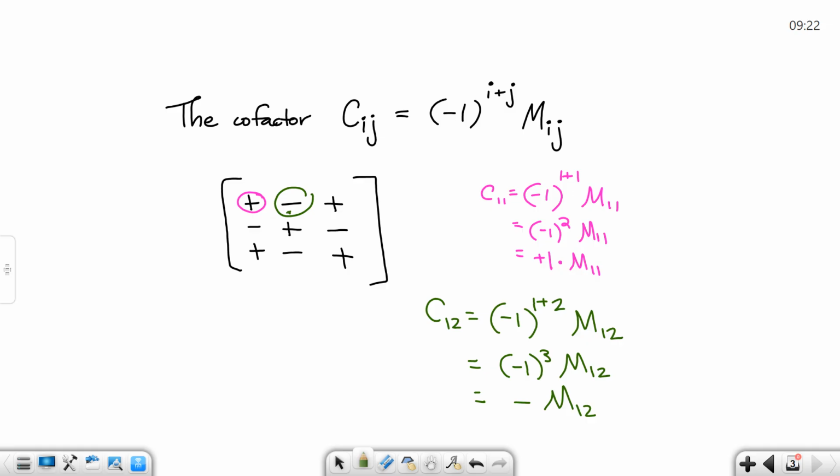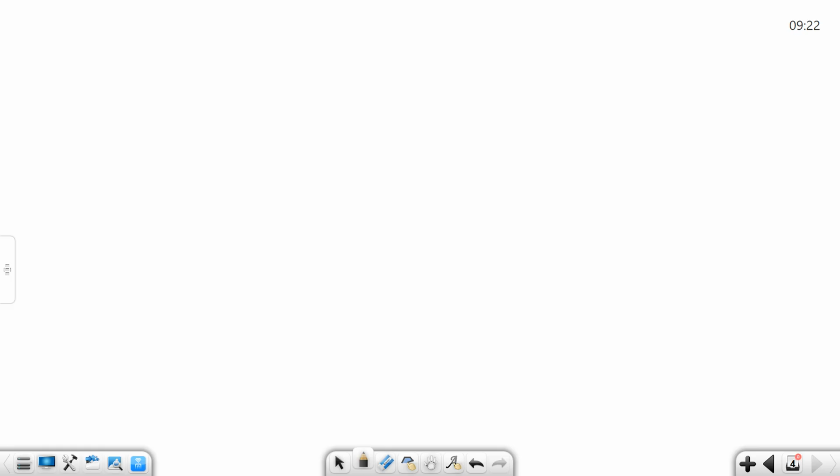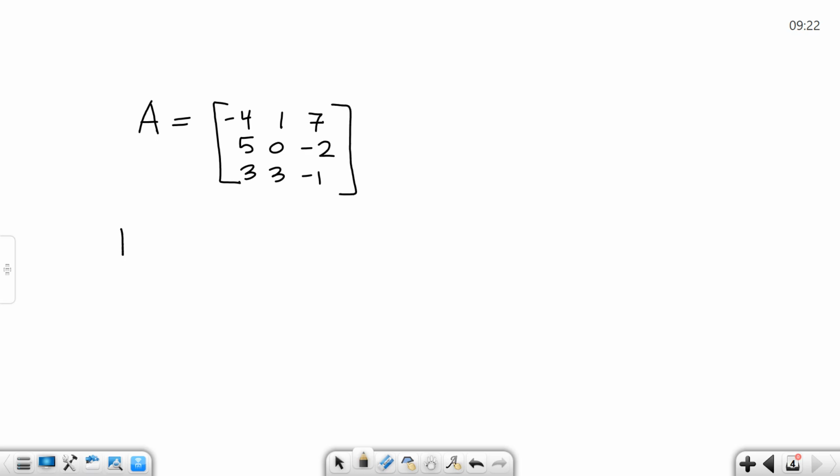All right, so let's try some of these. I don't know if this was the same matrix as earlier. It might be. That's okay if it is. I already can't remember what it was. I don't think it's the same. Okay, good deal.